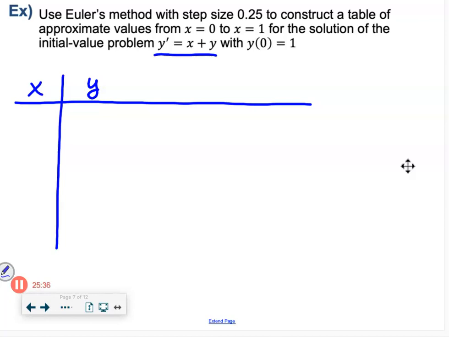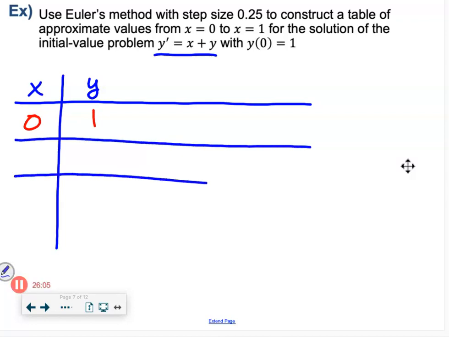Yes, Katya. Yes. Euler's method, there's no way to ask it without using the words use Euler's method. So even on the AP exam, it'll always say use Euler's method, and then they will give you whatever information you need to use Euler's method. Okay, so our first thing that we write is the given point, right? We're starting at the point 0, 1.